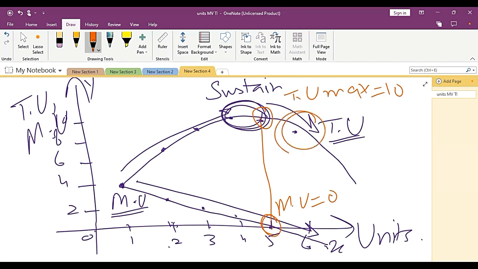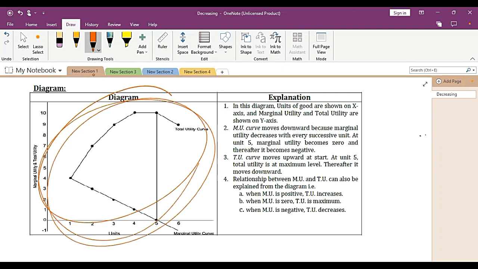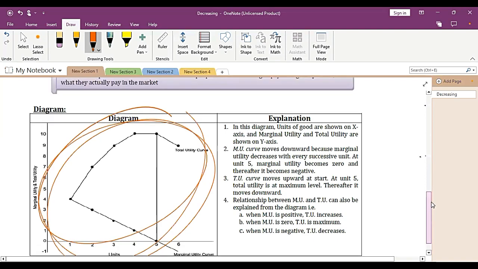After this point, total utility will start decreasing. So this is the pictorial explanation of the law of diminishing marginal utility, in which marginal utility decreases with the consumption of subsequent units. Similarly, total utility increases with the consumption of units, but at point 5 it becomes maximum and then starts decreasing. So this whole thing is known as the law of diminishing marginal utility.